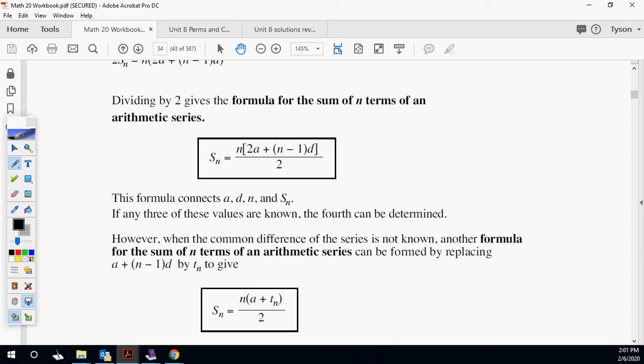However, when the common difference of the series is not known, there's another formula you can use. If you don't know D, then you can use N and T sub n and A. This one you can write a note in. This is for when you don't have the common difference. This is for when you do have the common difference. Both of those formulas are on your sheet. And now let's do a few examples of it.